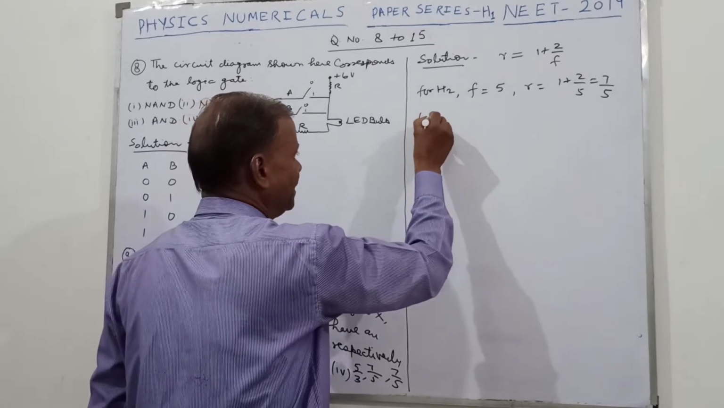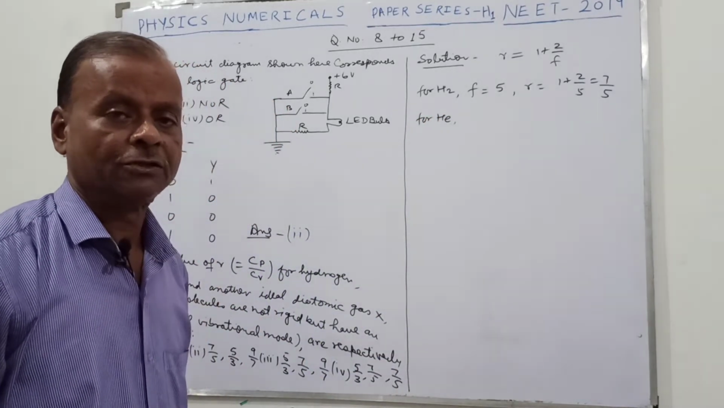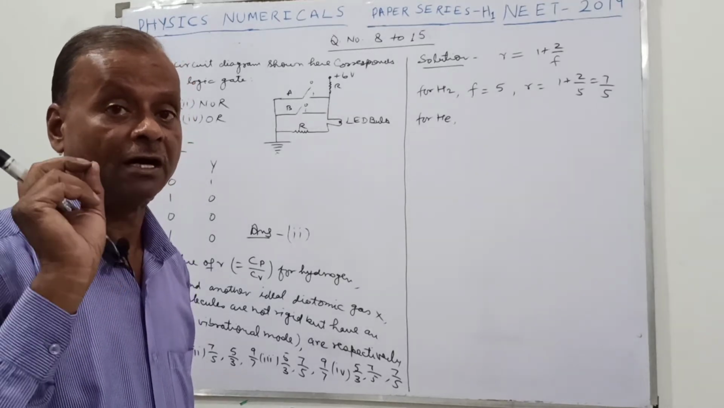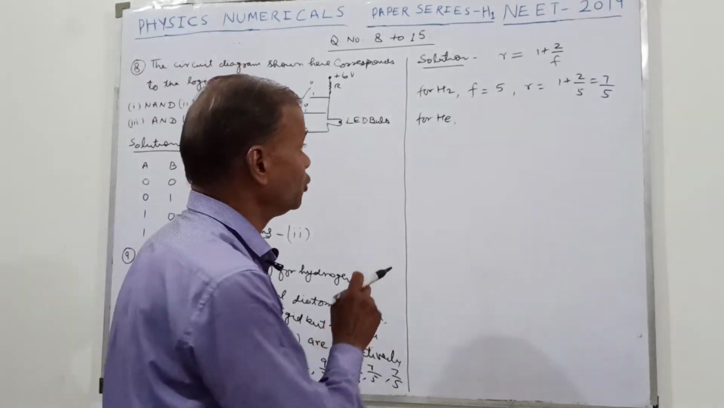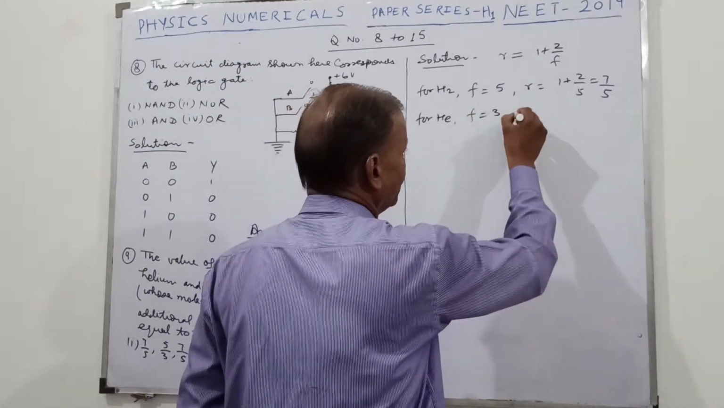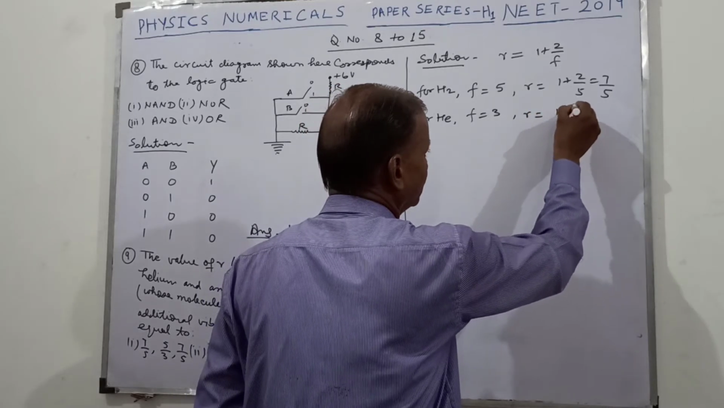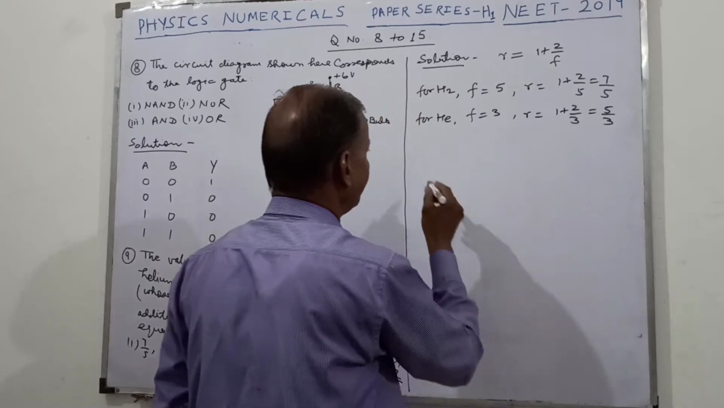Now for helium, which is a monatomic gas. All the inert gases are monatomic, and for monatomic the value of F is equal to 3. So gamma is equal to 1 plus 2 upon 3. So this is now 5 by 3.